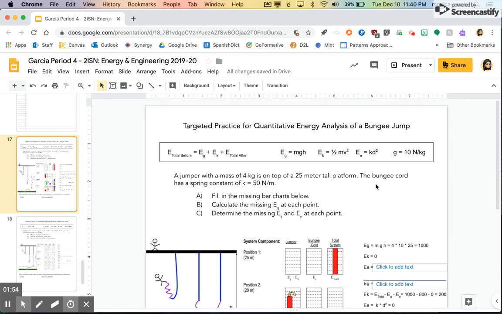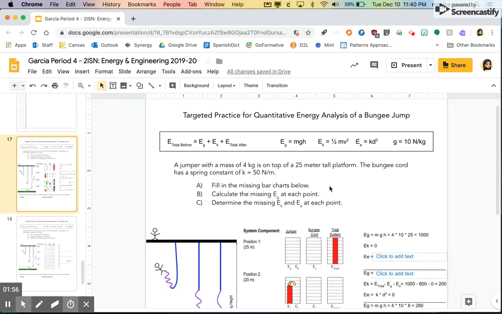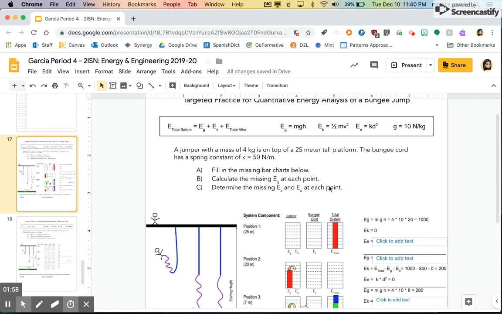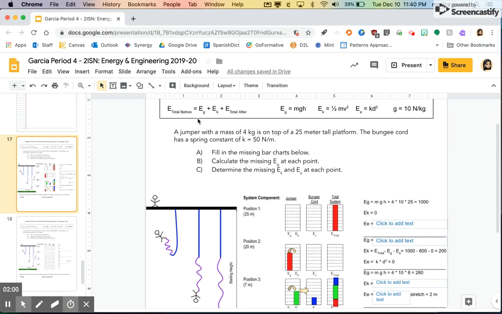Okay, so your quiz on this is going to be on Friday. So make sure that you follow along closely. So here you're given the total energy before is equal to gravitational energy plus kinetic energy plus the total energy after. What this is saying here is essentially the conservation of energy, right? Whatever energy we have in each part, if we add it all up, should equal whatever energy we started with.